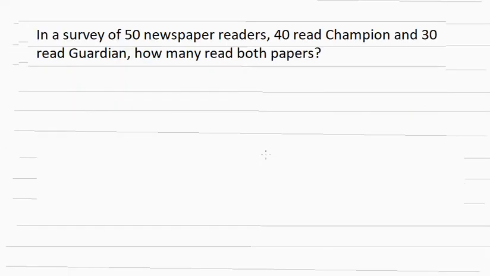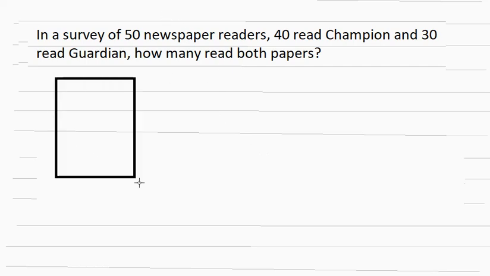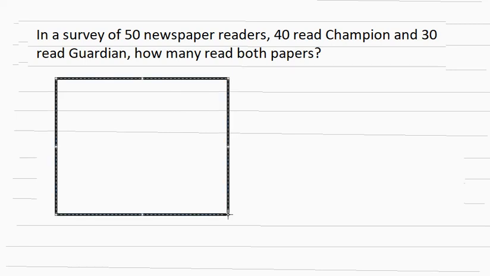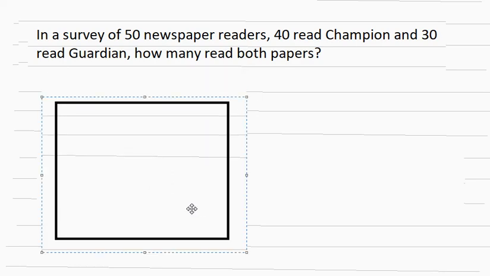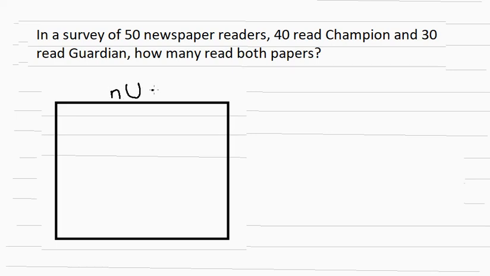All right, so next question. This is also a word problem. In a survey of 50 newspaper readers, 40 read Champion and 30 read Guardian. How many read both? This is still very simple. So already we know the number for the universal set. Let me bring this down a bit. The number for the universal set, of course, is 50.